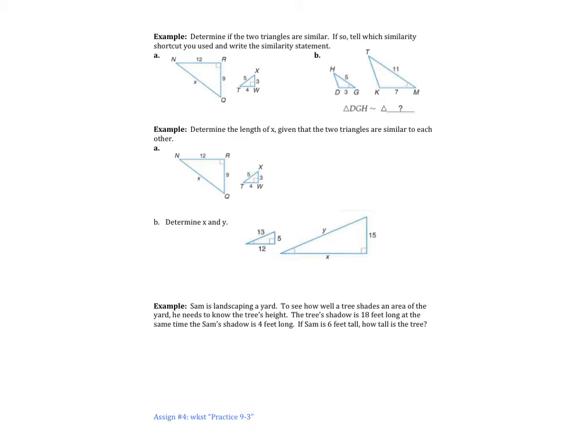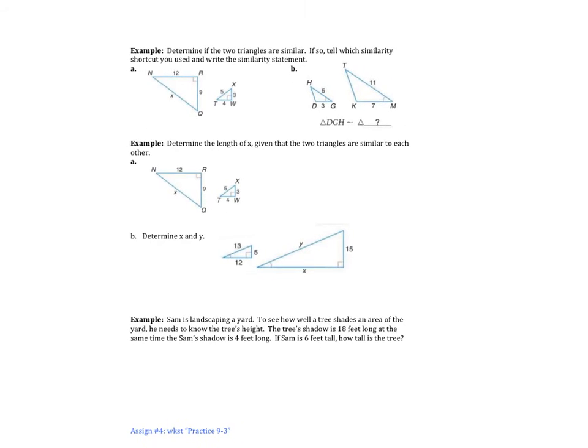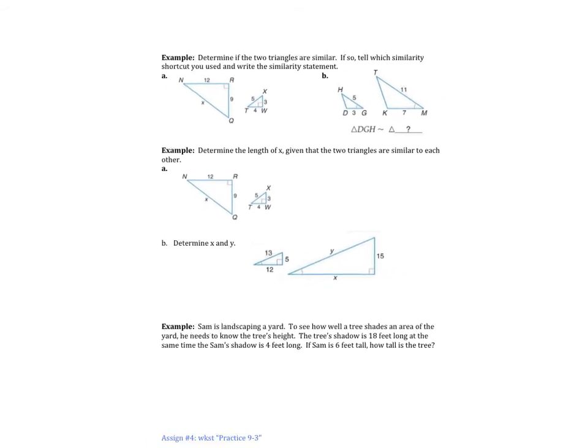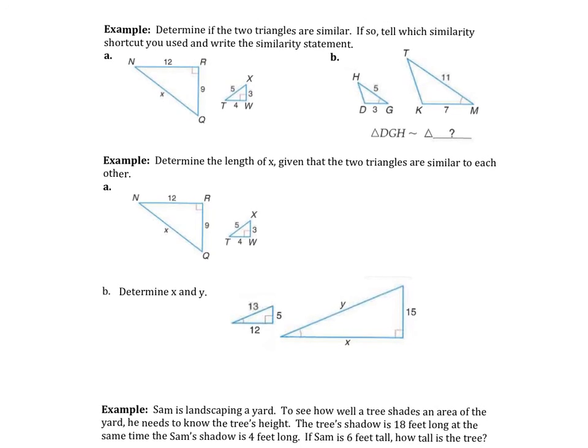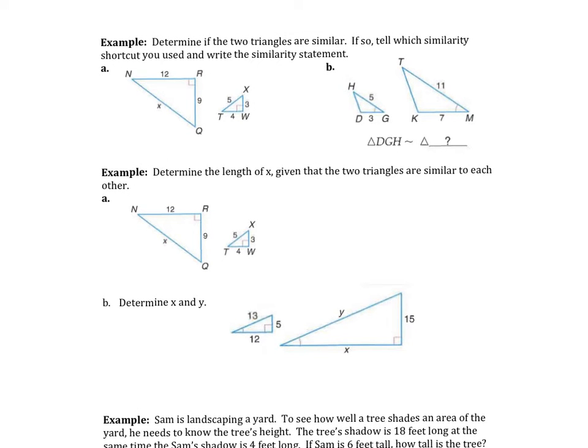Let's do some examples now. We're going to determine if the two triangles are similar, and if so, tell which similarity shortcut we used. So I'm just going to go ahead and write those. I've got angle-angle, I've got side-side-side, and I've got side-angle-side. These are all similarity statements here.